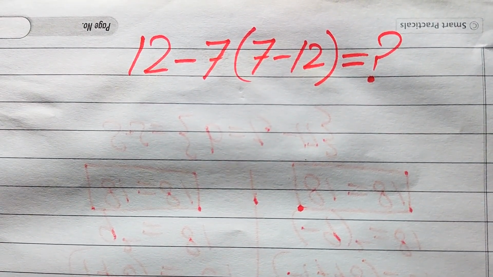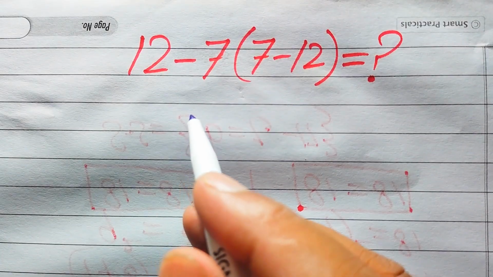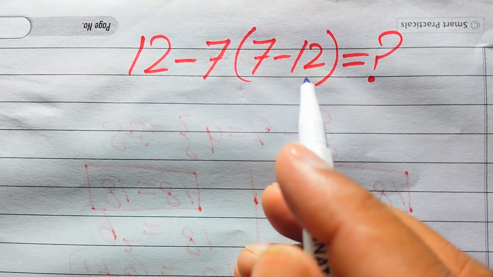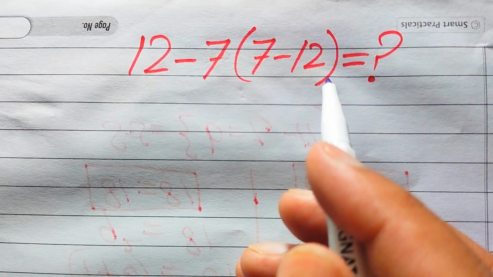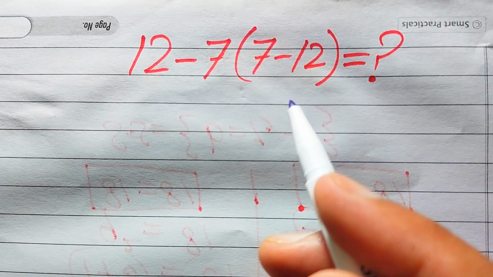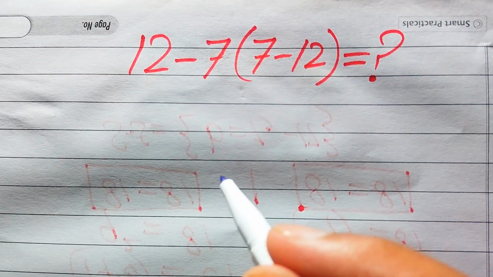So here we have a nice algebraic expression: 12 minus 7 times of 7 minus 12 is equal to what? First, I can explain the common mistakes which students can make in the exams.